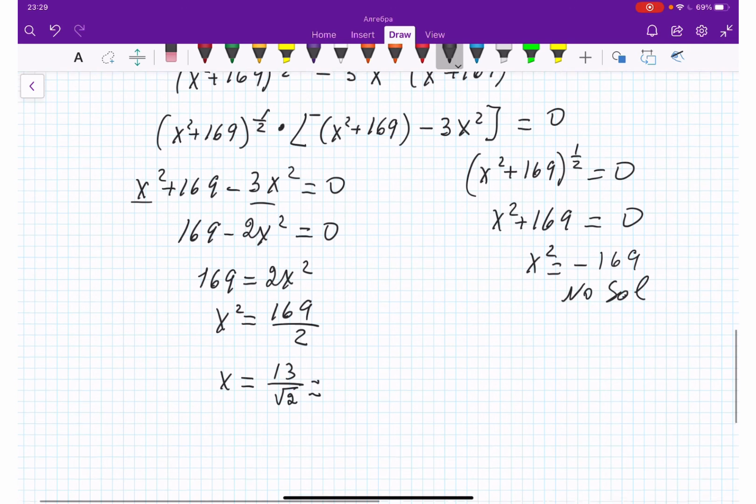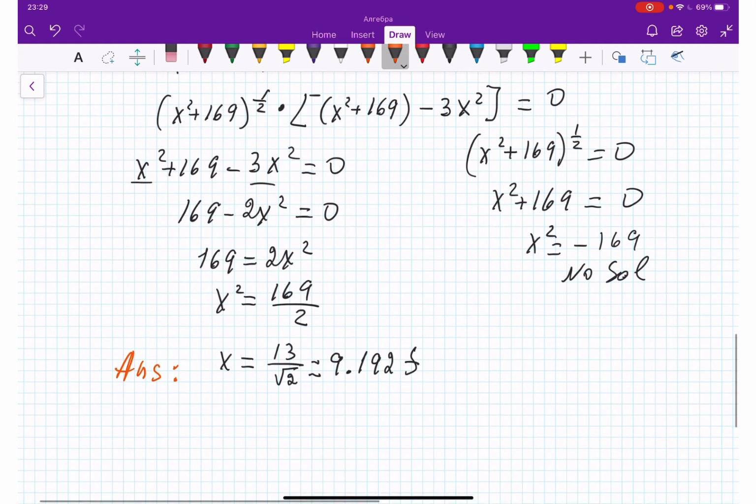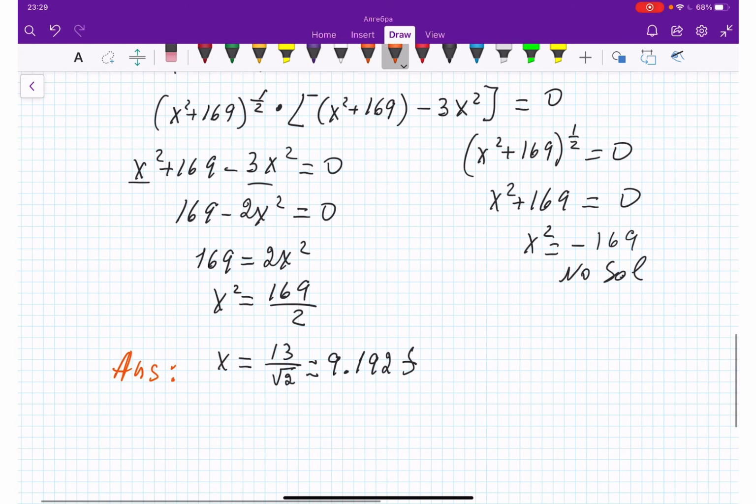And approximately it's going to be 9.192 feet. And this is going to be our answer, which means the height of the light to be placed to cover maximum light in the room, so to cover all the corners, is 9.192 feet. Okie dokie, see you in next video.